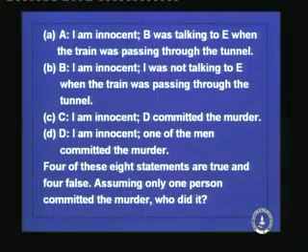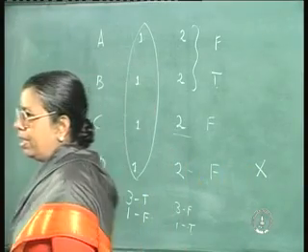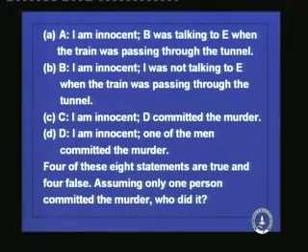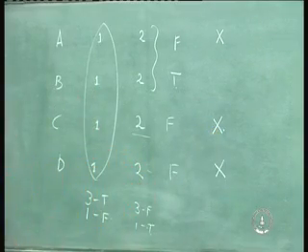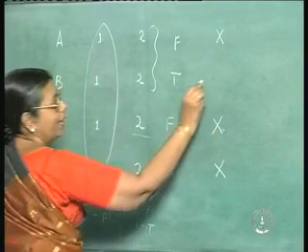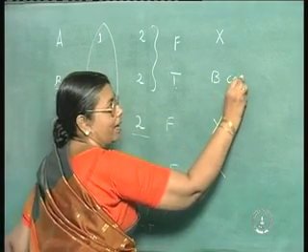So, the second statements of C and D are false. What is the second statement of C? D committed the murder, that is false. So, D did not commit the murder. Second statement of D is one of the men committed the murder. So, that is also false. That means A and C did not commit the murder. So, who committed the murder? B committed the murder.